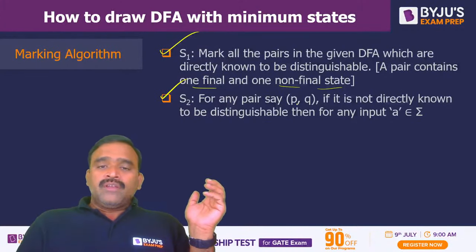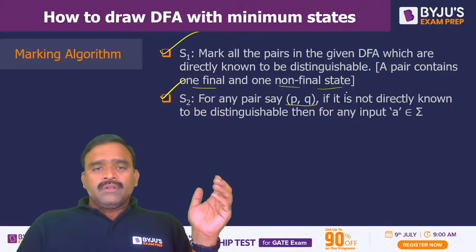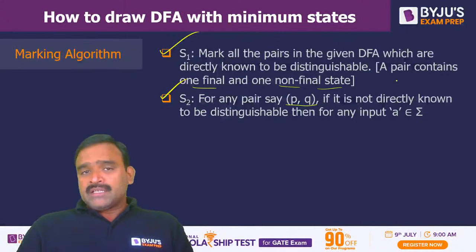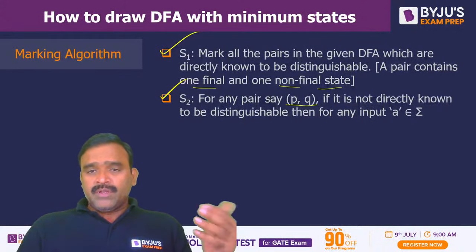For example, for any pair P comma Q that is not directly known to be distinguishable, meaning both are in final states or both are in non-final states, for example, P and Q.